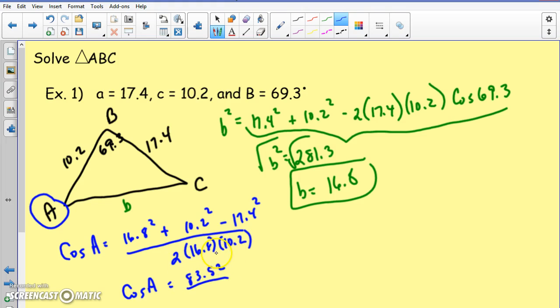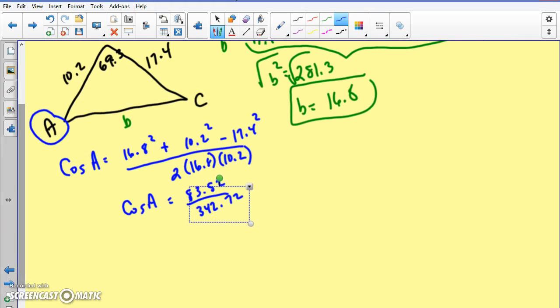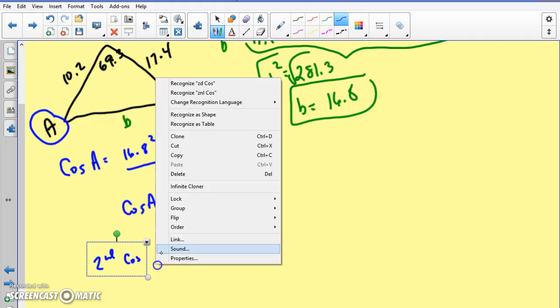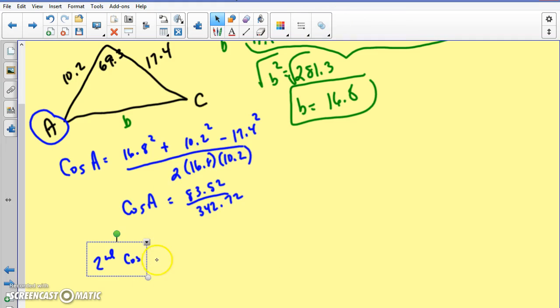Then we'll simplify the bottom. 2 times 16.8 times 10.2. It gives us 342.72. Okay. Now thinking back to our SOHCAHTOA, anytime we're trying to look for an angle, what button do we have to hit first? Hopefully you all remember it's the second key. So you type in second cosine and then divide that fraction, 83.52 divided by 342.72.